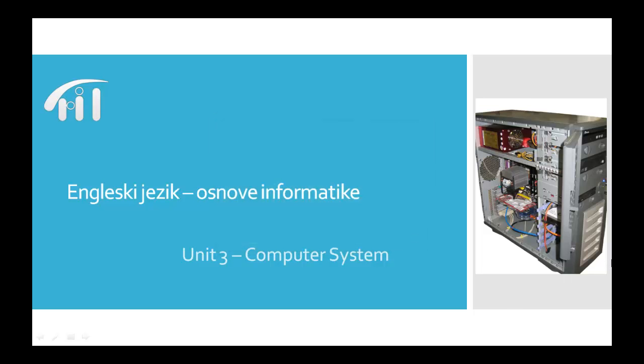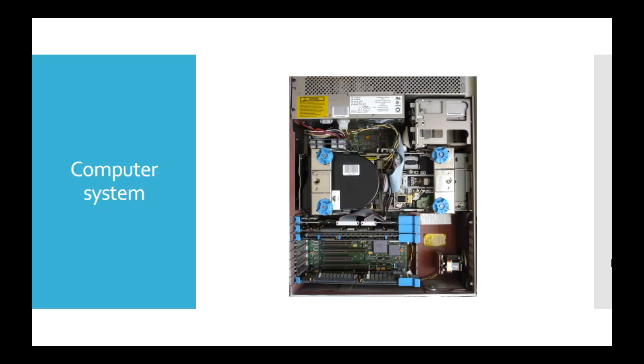In this unit, we'll be talking about computer system and its components. The system unit, or case, contains computer's vital parts. There are two basic types of cases: desktop casing, which is placed on a desk in a horizontal orientation, and tower, that comes in three sizes: mini tower, mid tower, and full tower, and is vertically oriented.